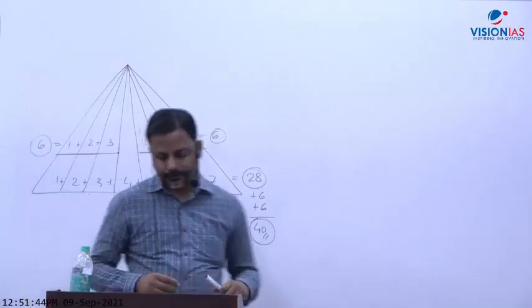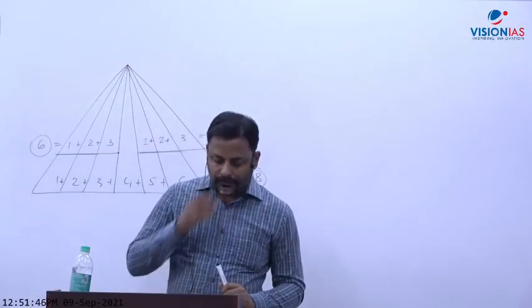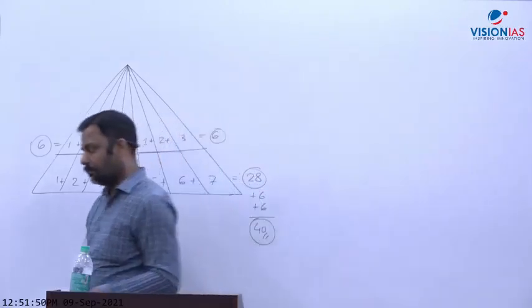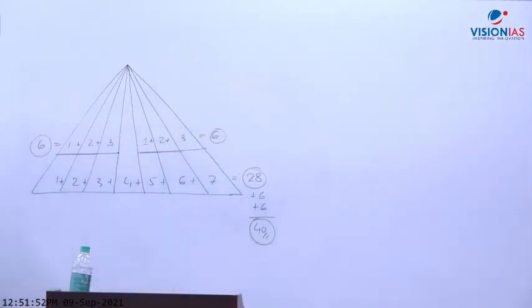Alright. So now, come to some questions. Question number 4. Come to the questions now. Question number 4. How many triangles are there in this figure?